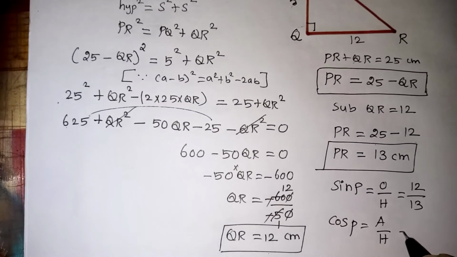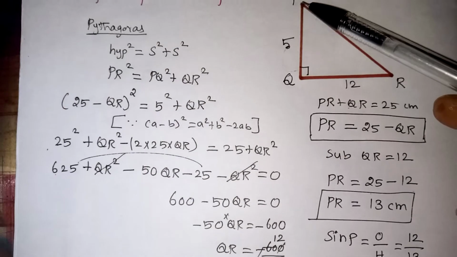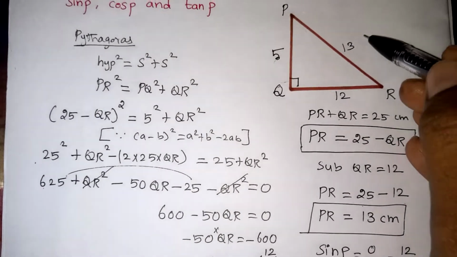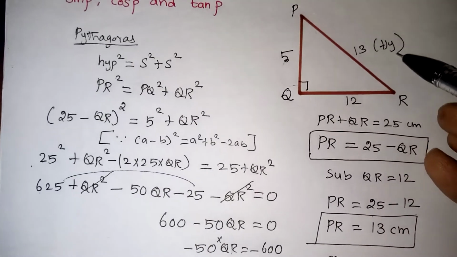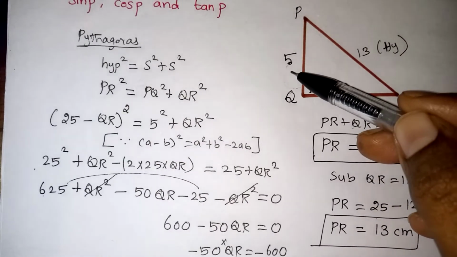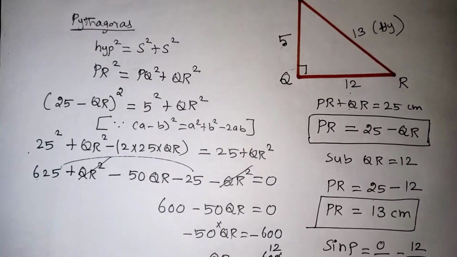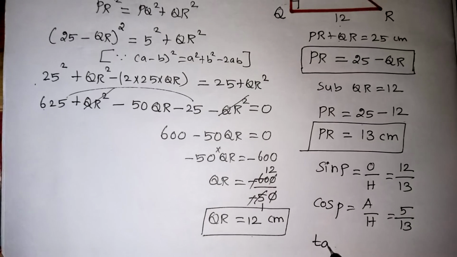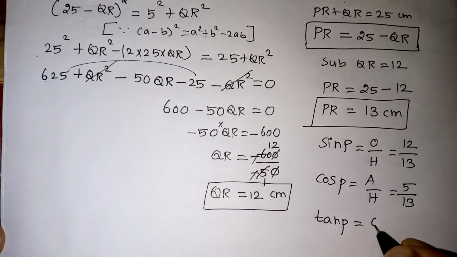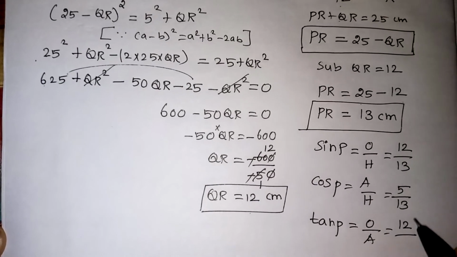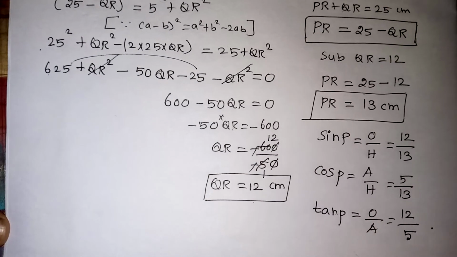Cos P is adjacent by hypotenuse. From P, adjacent side is 5 only. Because this is my hypotenuse, it will never change. This is my hypotenuse anywhere. Now from P, this is opposite, this is adjacent. So 5 by 13. Now cos P is done, then finally tan P they are asking. Tan P is equal to opposite by adjacent. Here opposite we are getting 12, adjacent we are getting 5. So 12 by 5 is your correct answer.